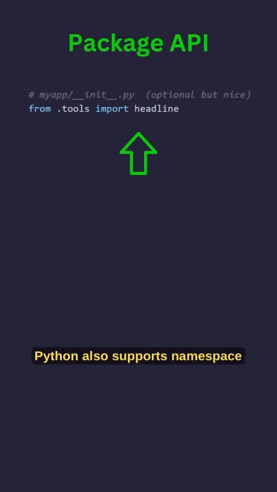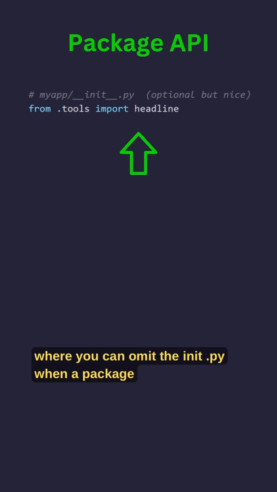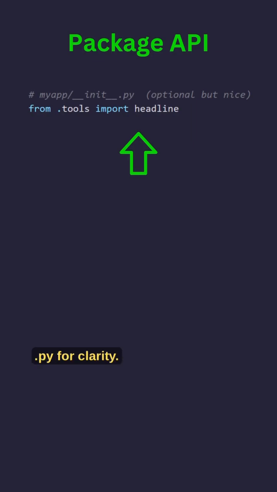Modern Python also supports namespace packages, where you can omit the __init__.py when a package spans multiple locations. But most single repo apps still keep __init__.py for clarity.